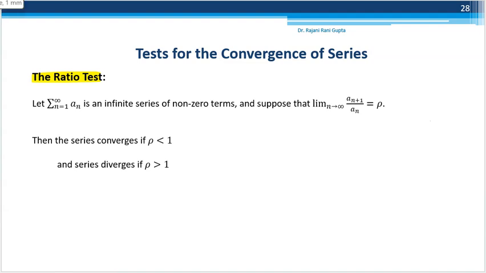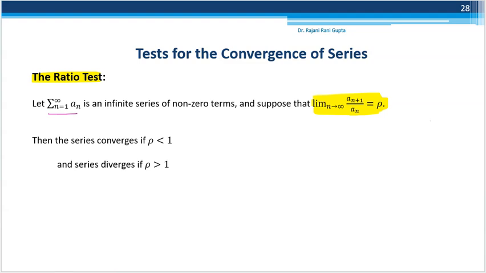Okay. Now, let's take the series, sum from n equals 1 to infinity of a_n. It is given to you, which is a series of non-zero terms. Then, suppose the limit as n goes to infinity of a_n over a_(n+1) comes out to be a finite value, say rho. Okay, it comes out to be a value, finite or infinite, we will see.